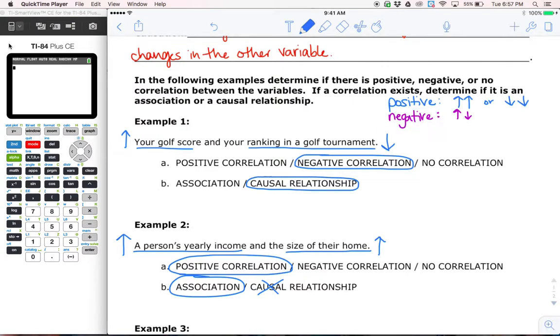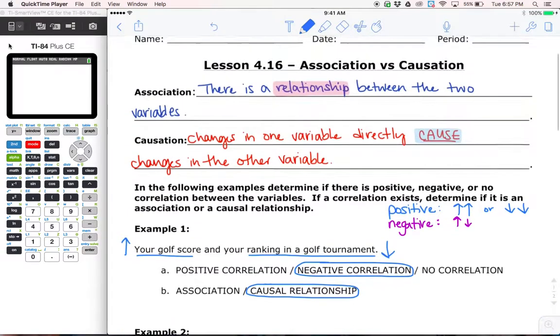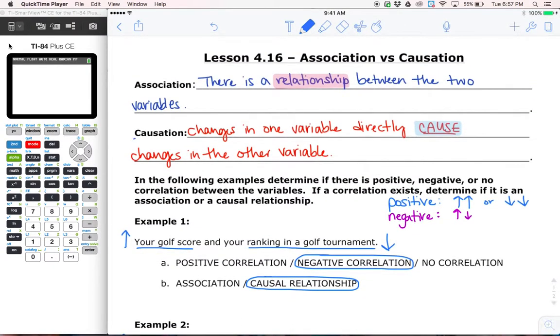The biggest takeaway from today's lesson is that positive correlation just means increasing and increasing, where negative correlation means as one increases, the other decreases. And finally, a causal relationship is literally just like it sounds. One thing is causing the other to happen.